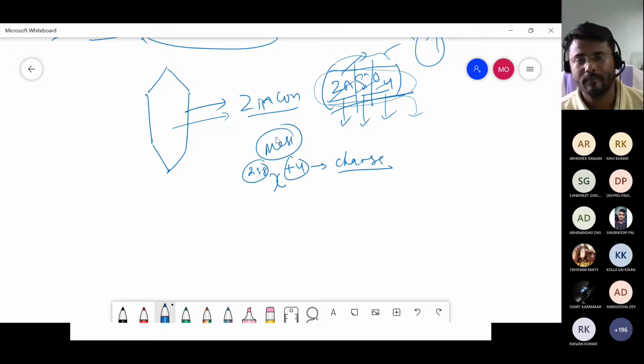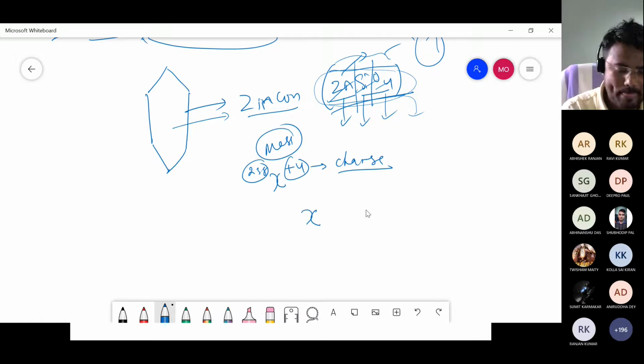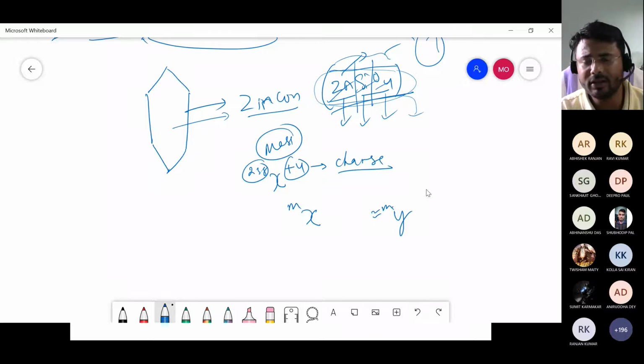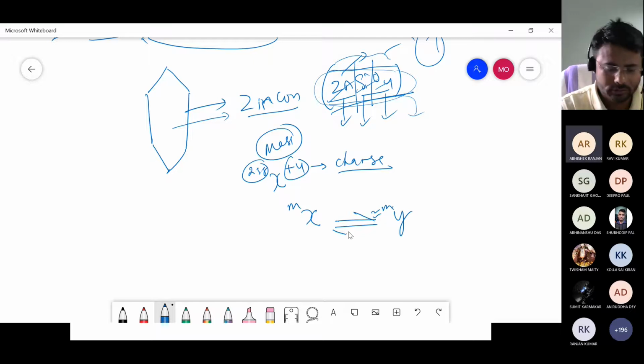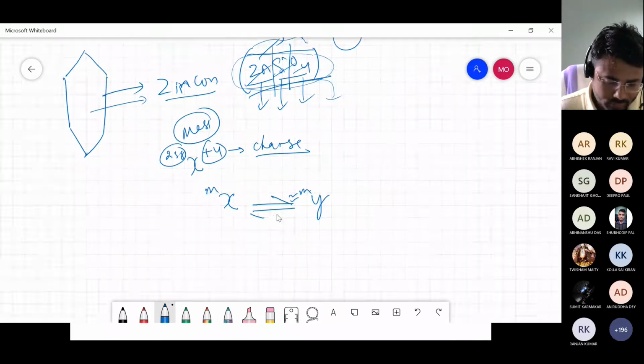ठीक है. If you consider you have an element X, जिसका atomic mass M है, one more element Y, जिसका atomic mass similar to M है, similar to that of M, then there is a possibility that X will be replaced by Y. Understood?